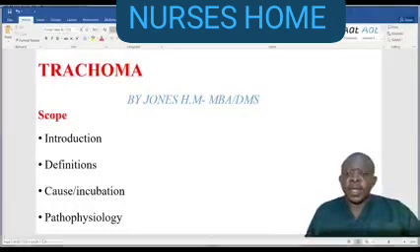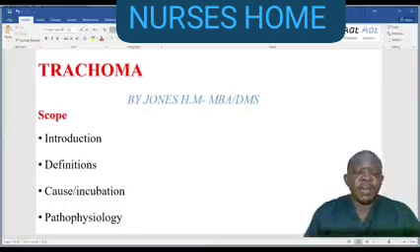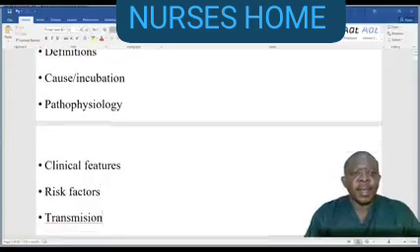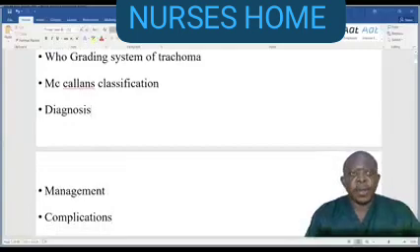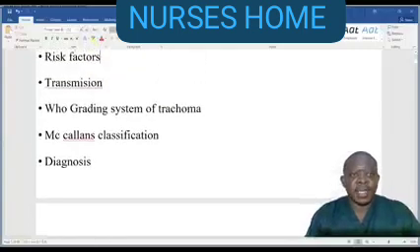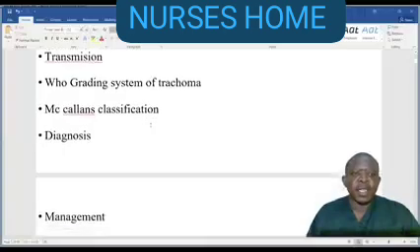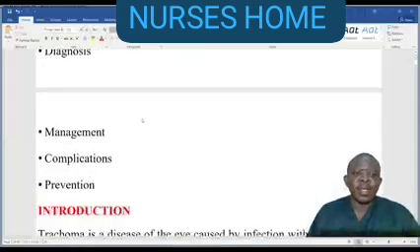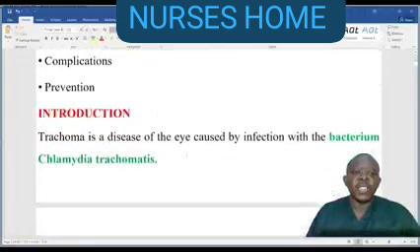So, in looking at trachoma, we are going to look at the introduction, definitions, causes, pathophysiology, clinical features. We are going to also look at the risk factors, transmission, WHO grading system of trachoma. Okay, MacCallan's classification of trachoma, diagnosis, management, complications, and prevention.